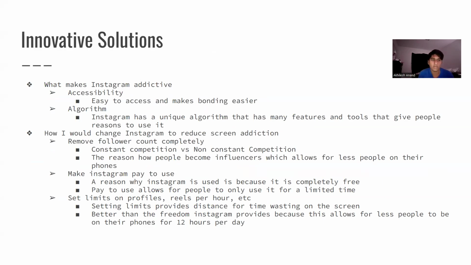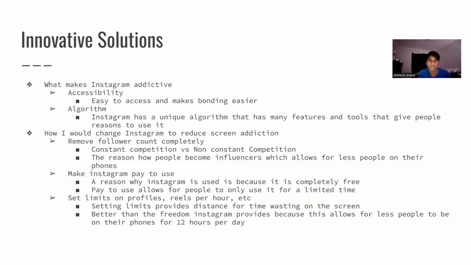What makes Instagram addictive? It's accessibility. So it's easy to access. It makes bonding easier. Instagram also has a unique algorithm that has many features and tools that give people reasons to use it. So for example, your follower count, your posts, your likes, comments, the group chats. There are many direct messages, DMs. There are many ways that people can interact and bond with certain people on the app, and that's really how Instagram lures people, as well as it being free to use.